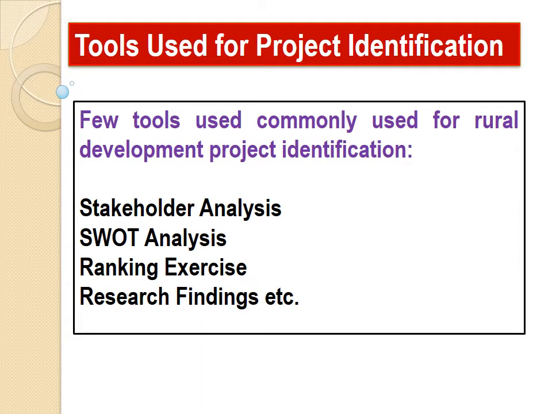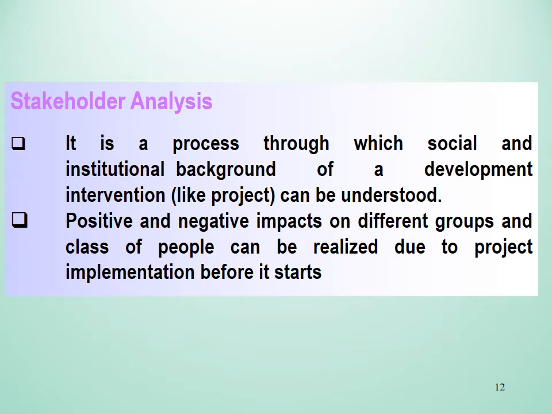Ladies and gentlemen, our challenge for today is how to identify rural development projects using different commonly used tools. I present here four different types of tools, with matrices inside. These are tools I used in my life when I tried to identify projects: stakeholder analysis, SWOT analysis, ranking exercise, research findings, etc. To start with, what is stakeholder analysis? We know the meaning of stake.